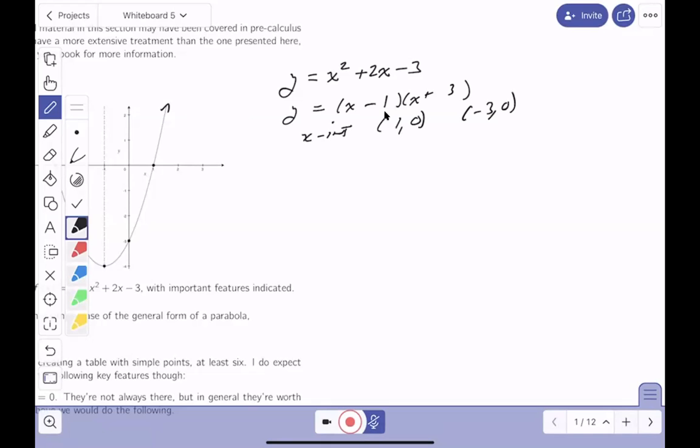What else did they tell you to put down? A y-intercept, also incredibly easy. What do you do? Set x to be 0. And what do you get there? Well, 0, minus 3.